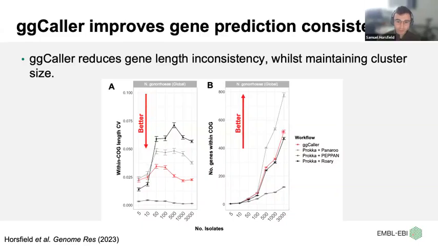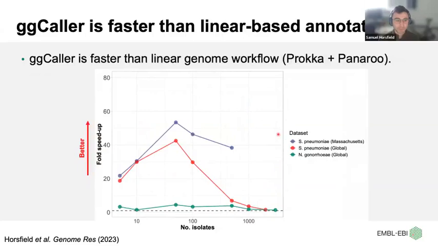What ggcaller is doing is improving gene length consistency whilst maintaining large clusters. So you can see it's sort of second best in terms of gene length, but it's also second best in terms of the number of genes within each cluster. So it maintains large clusters which are more consistently annotated. And this is because it's using this information from the pangenome graph to improve gene predictions.